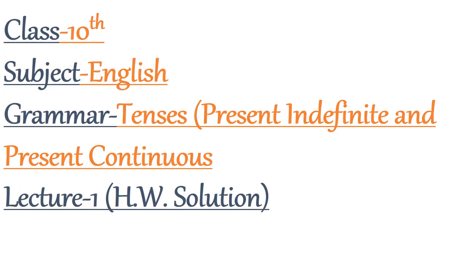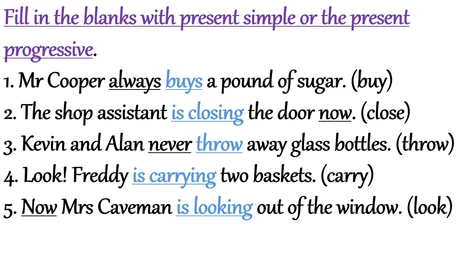This is class 10th, subject English grammar, topic tenses, present indefinite and present continuous tense, which we did in lecture 1. This is the homework solution of lecture 1. Filling the blanks with present simple or the present progressive, means present indefinite or the present continuous tense. First sentence, Mr. Cooper always dash a pound of sugar.